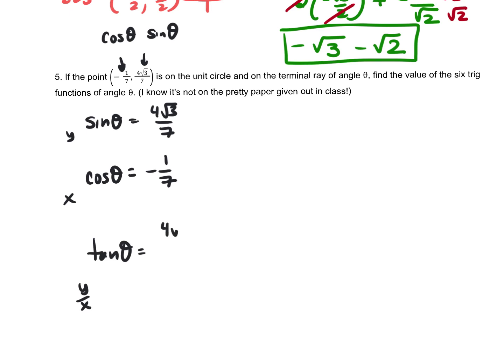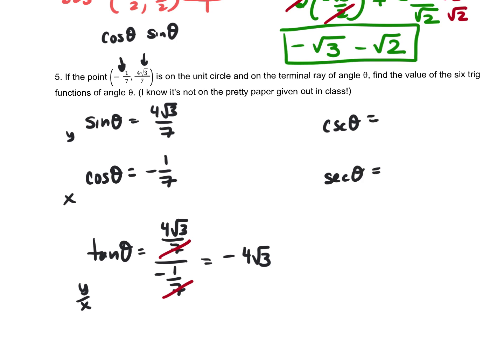Sine is y, cosine is x, tan is y over x. So if I do y, 4 radical 3 over 7 over negative 1 over 7, the 7's cancel and just yield me negative 4 radical 3. You could also do 4 radical 3 over negative 1. Be a very similar kind of problem. Now once we have these from the unit circle, we can find our other ones by doing the reciprocal. We just have to remember that cosecant is the reciprocal of sine, secant is the reciprocal of cosine, and cotangent is the reciprocal of tangent.